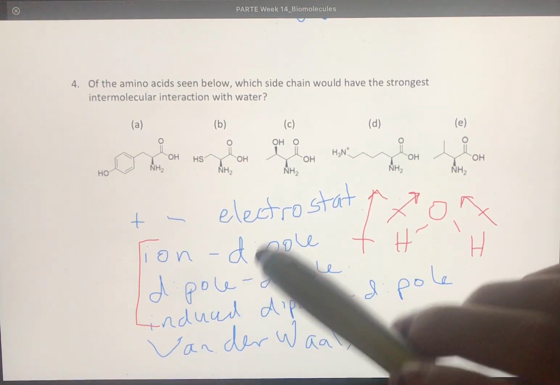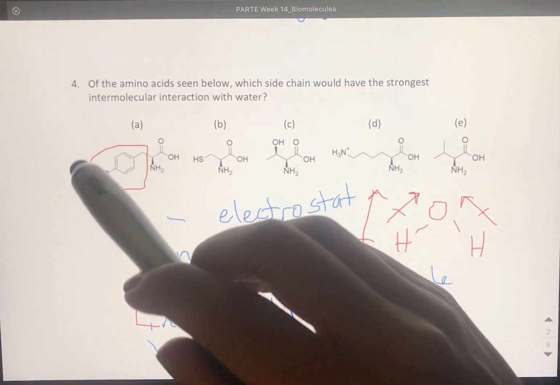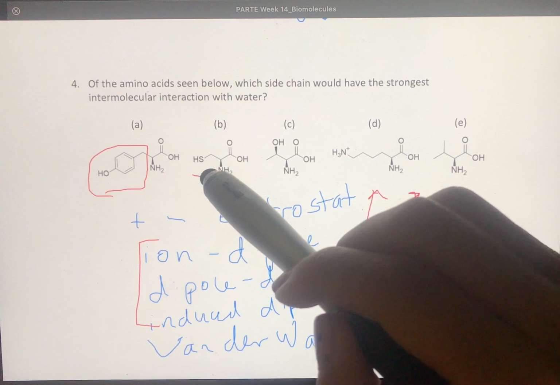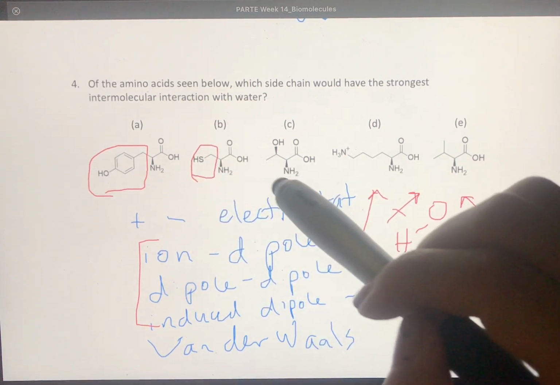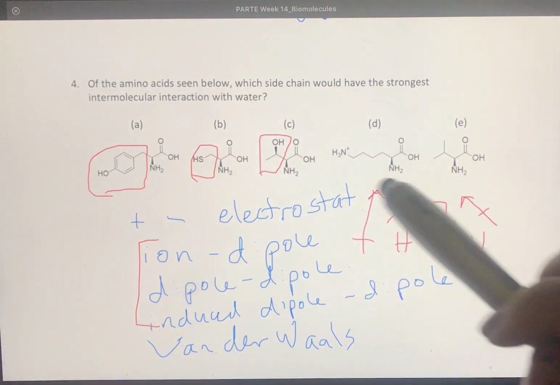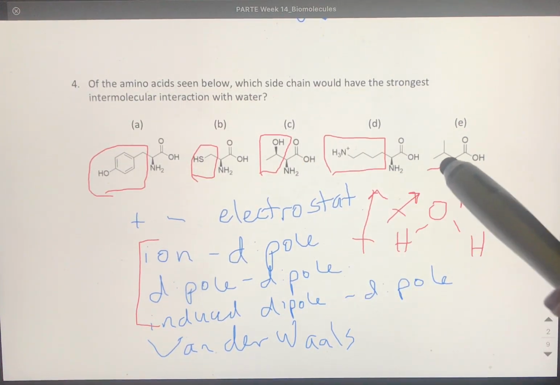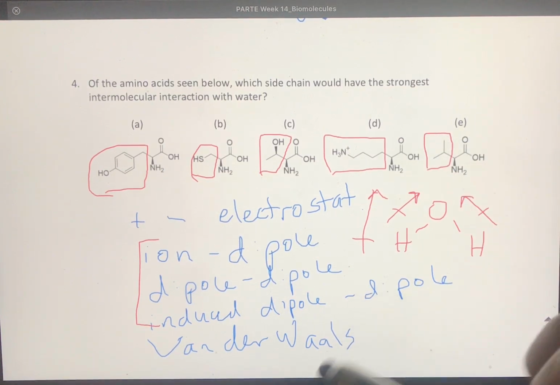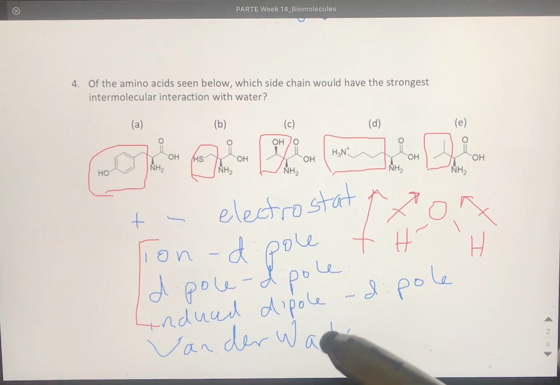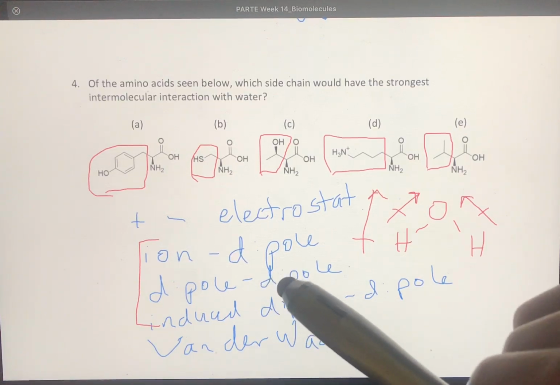So let's look at the side chains. So I will go ahead and circle all the side chains, or kind of box them. And then let's go through each. So the ones that would be most likely the least is something that doesn't even have a dipole, and then the strongest one is if we had an ion.